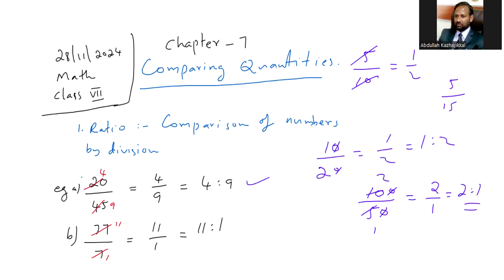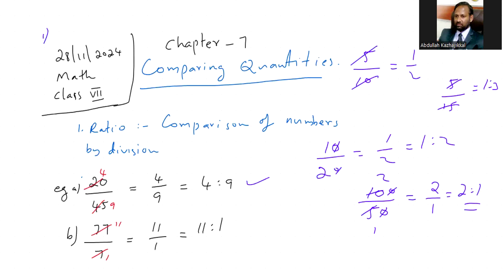Ratio means parts by parts. Here it is 1 is to 3. This is a rough idea I'm giving. Fraction means part by whole. Ratio means part by part, or comparison of numbers by division. I think this page is clear. It is page number 1.